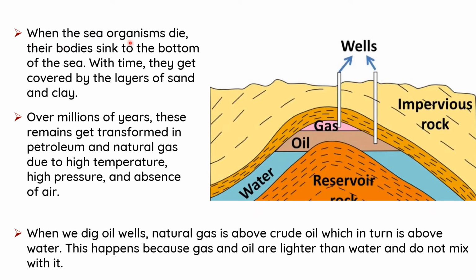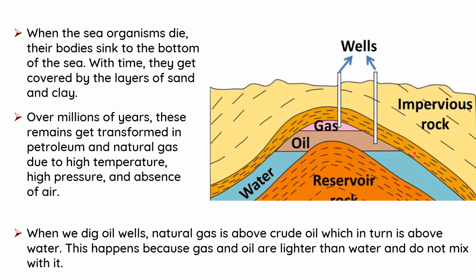When the sea organisms die, their bodies sink to the bottom of the sea. With time, they get covered by the layers of sand and clay. Over millions of years, these remains get transformed into petroleum and natural gas due to high temperature, high pressure, and absence of air.